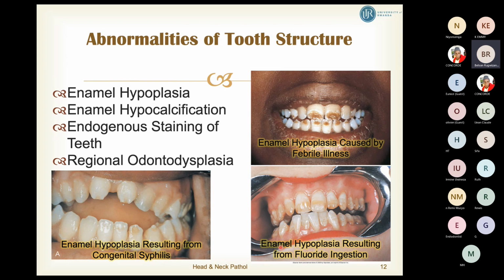So here we have enamel hypoplasia resulting from fluoride ingestion. Fluoride is often mentioned, you will see it on toothpaste covers, and you will read on the covers. And this was due to congenital syphilis. I think last time I talked much about syphilis when we were discussing vascular diseases.